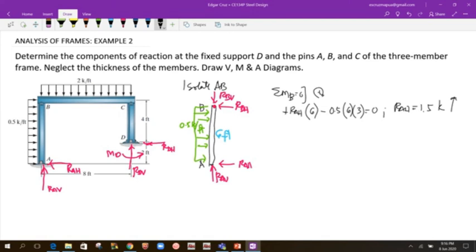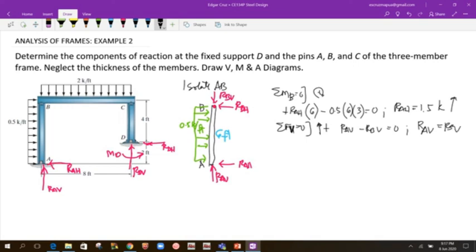Okay, so if we sum forces vertical equal to 0, let's say upward is positive, RAV minus RBV would be equal to 0. So from there I could say that RAV would just be equal to RBV.